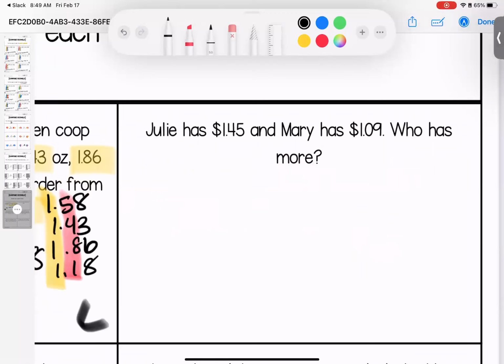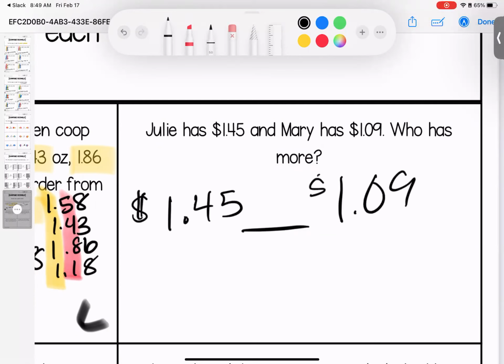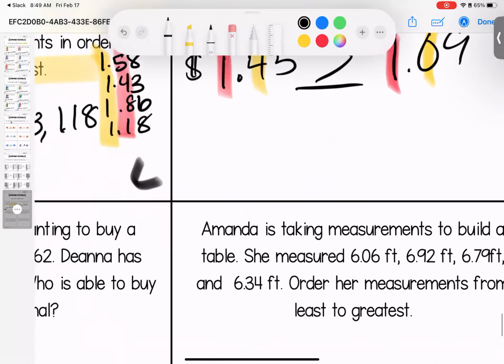Julie has $1.45 and Mary has $1.09. Who has more? So we're comparing $1.45 to $1.09. They both have the same dollar value, but their tenths place is different. $1.45 is greater than $1.09.